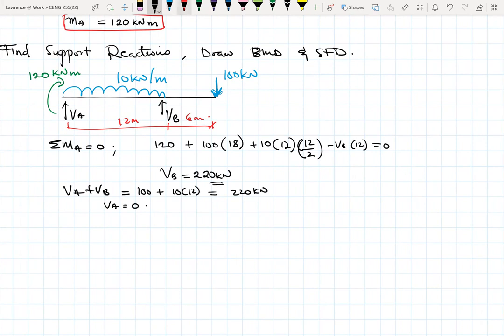Once VA is 0, our shear force diagram will look like this. So it's 0 over here. Then it starts going downwards, negative to 120, then it jumps to 100, then it goes this way. Okay, so this is 100 and this is 120, so negative, positive. So this is the shear force diagram.